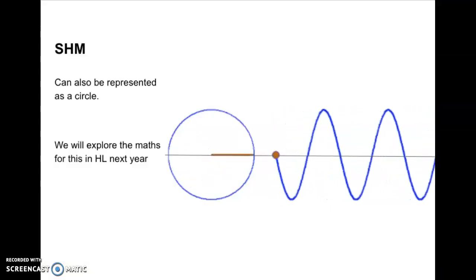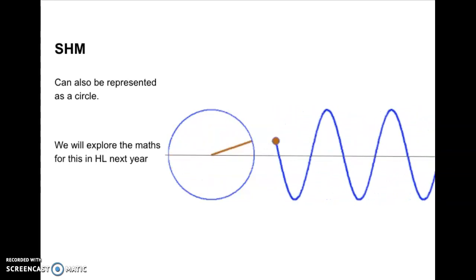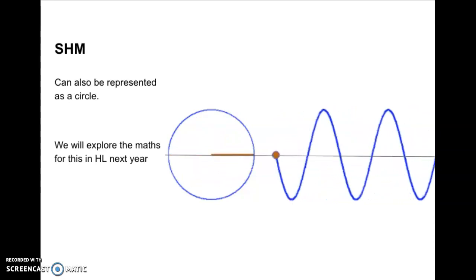Before we get started, we need to go back to some basics, and that's the motion of an oscillator. Now, I've already mentioned that it does move according to cosine and sine functions. It's no coincidence that those are functions that describe circular motion. And in fact, this is something we will definitely look at in high level, in more detail.